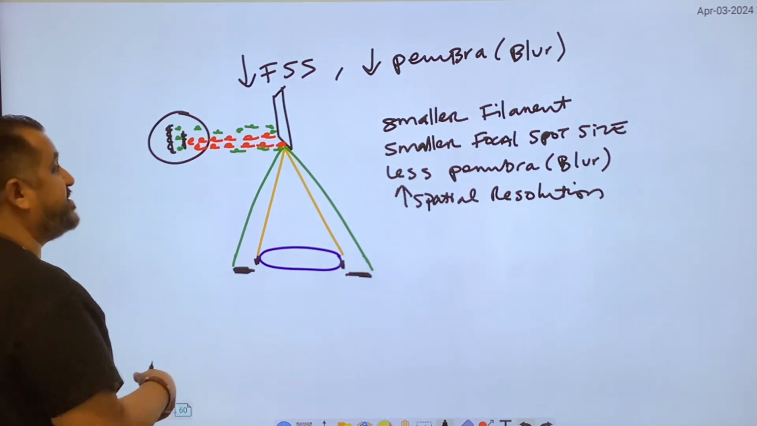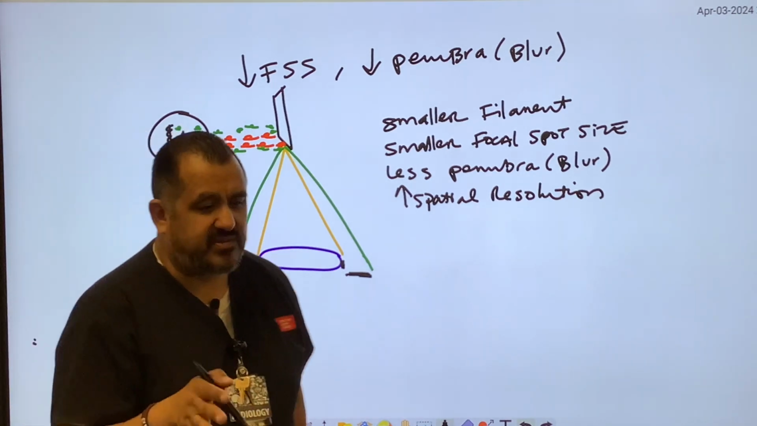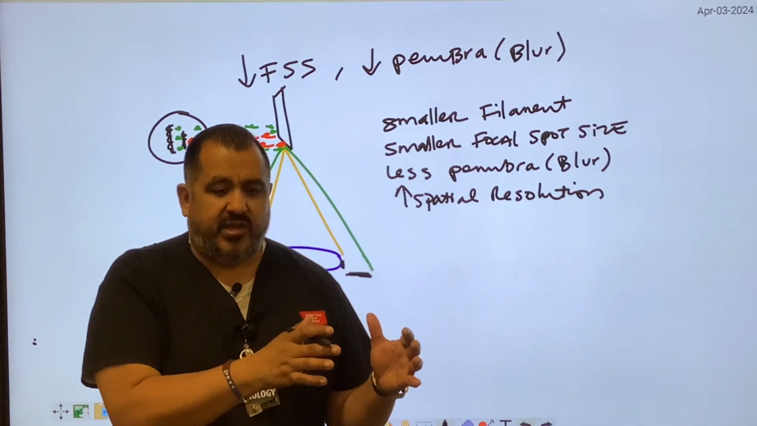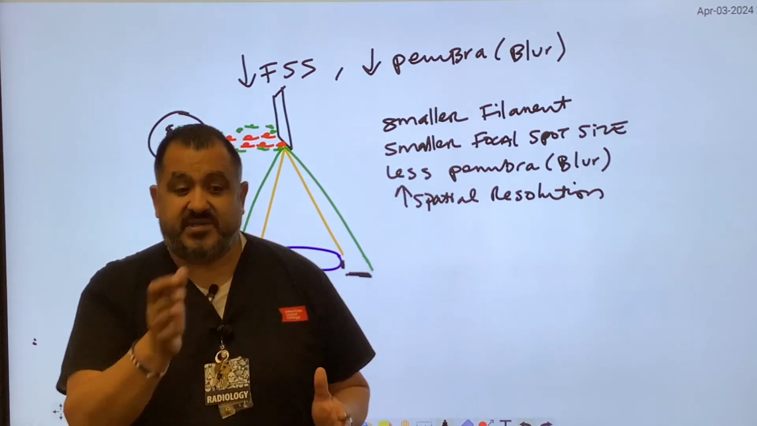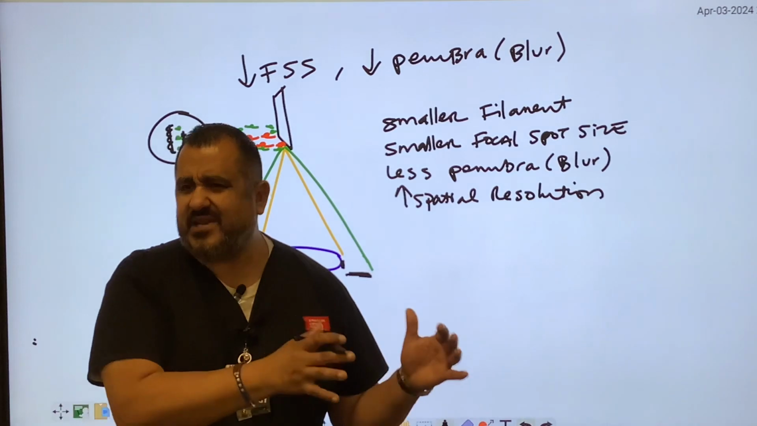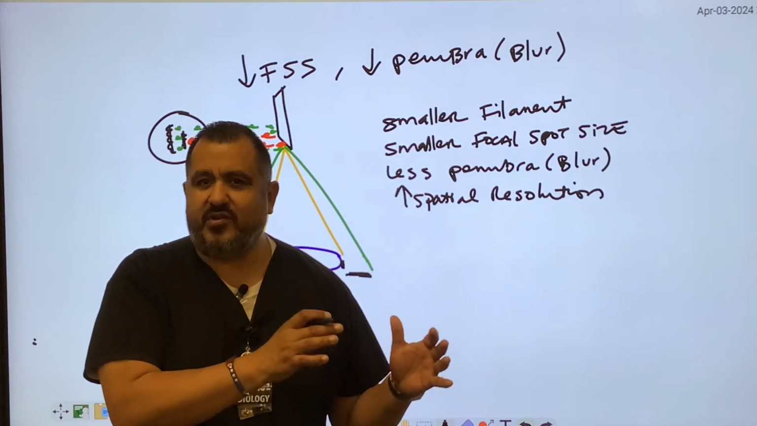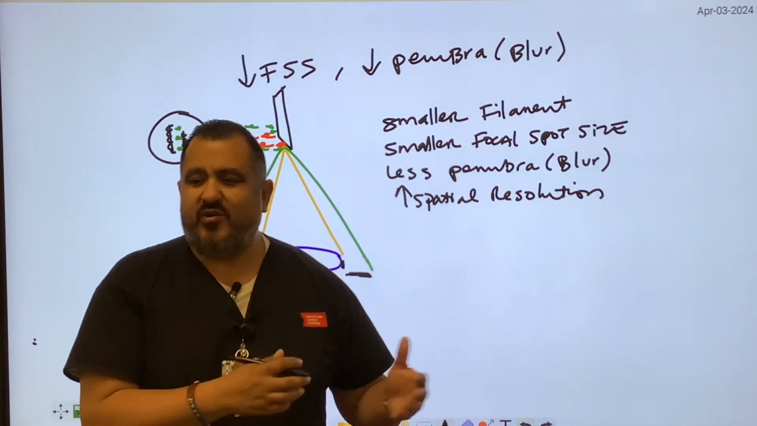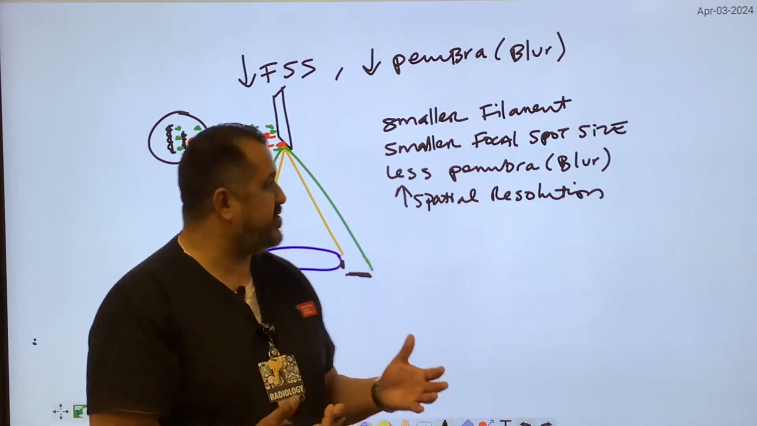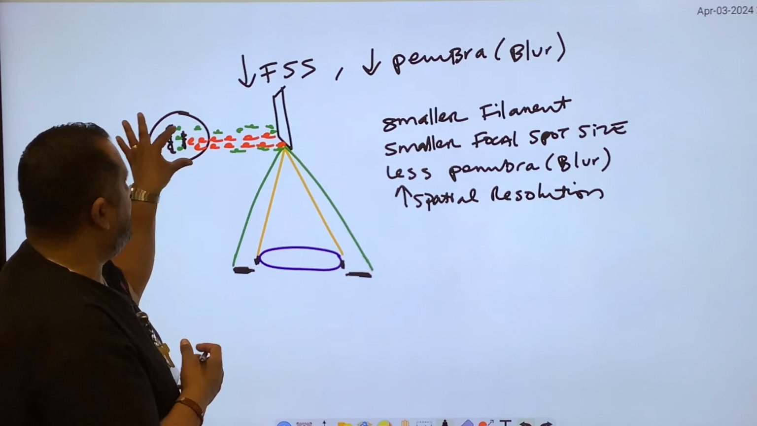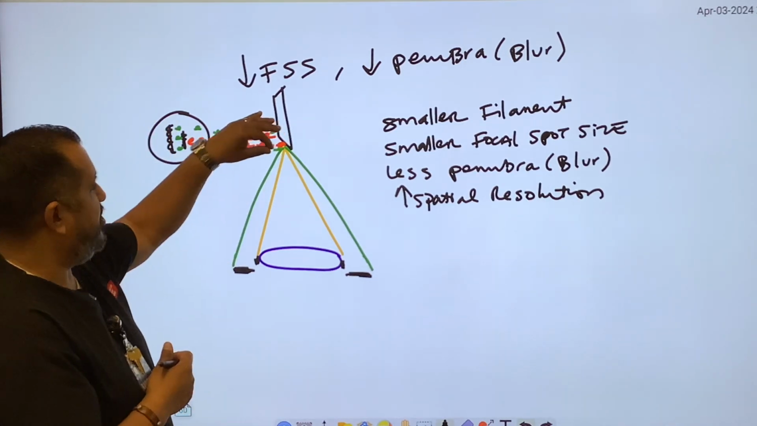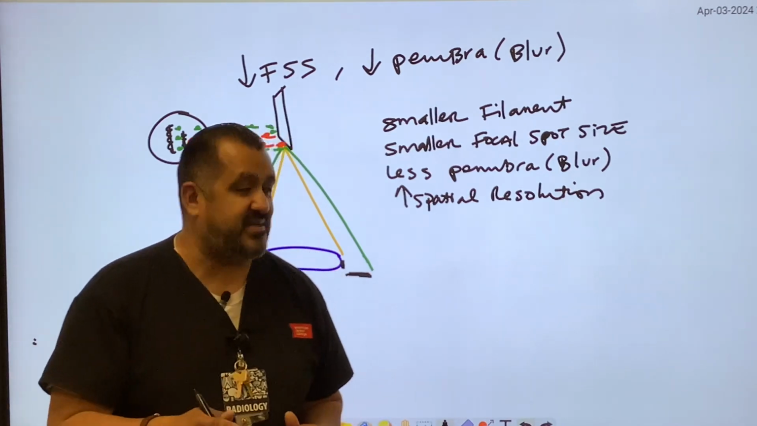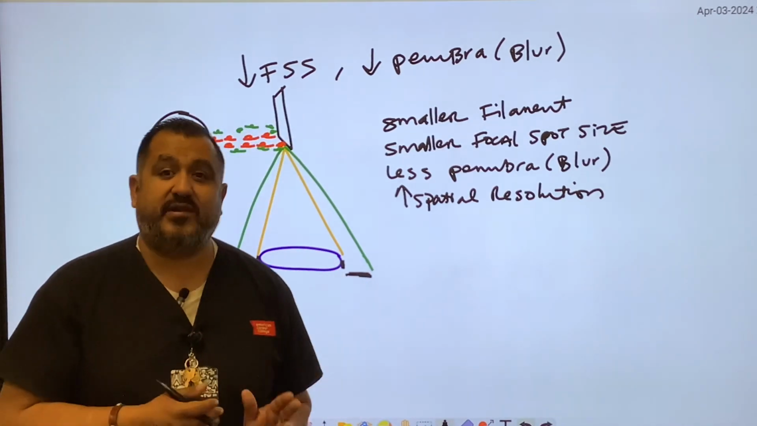Now, the opposite is true. You know what's funny, and I tell the students this all the time, if you know one idea, and the opposite will give you the total opposite reaction, you really just have to focus on the one. Because if you know that the opposite is going to occur, you don't have to put your attention to both of them, right? So if you have a larger filament, you're going to have a larger focal spot, you're going to have more penumbra, and spatial resolution is going to go down. So it's the opposite. So these are your geometric factors.